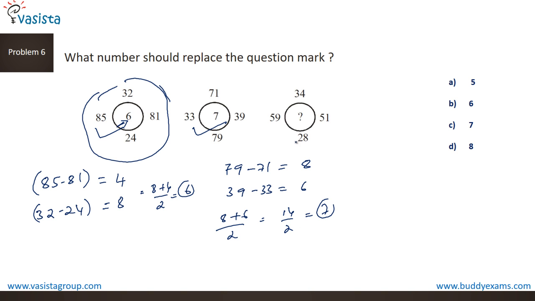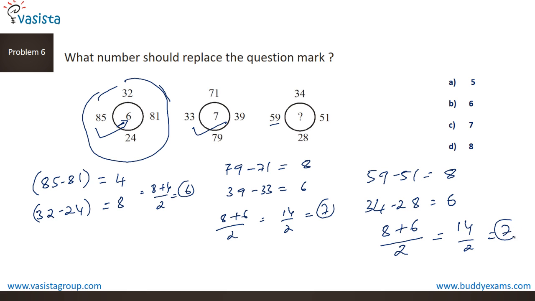Yes. Now here, 59 minus 51, let me go with that. 59 minus 51 is going to be 8. 34 minus 28 is 6. Right? So 8 plus 6, that divided by 2, that is 14 divided by 2, the answer is 7.